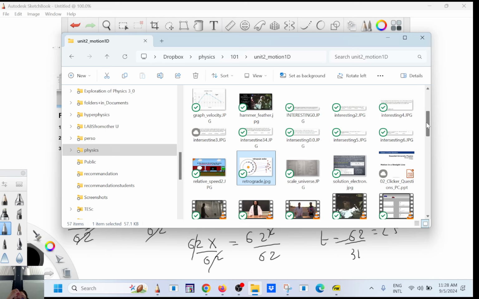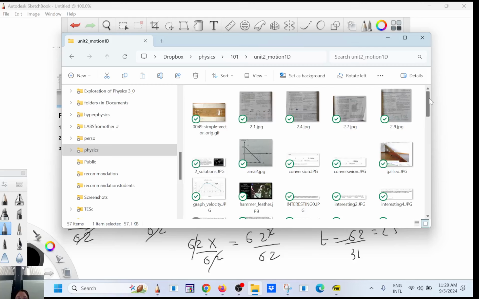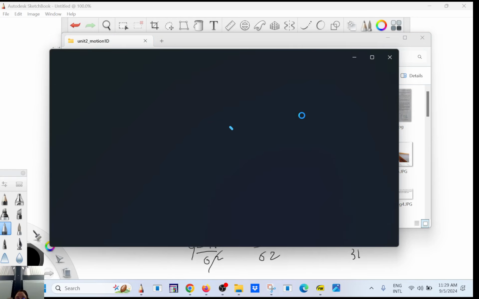I don't know what I'm doing. I think I wanted to do a problem here, 2.4. Okay, that's what I want to do. That's from your book, by the way.